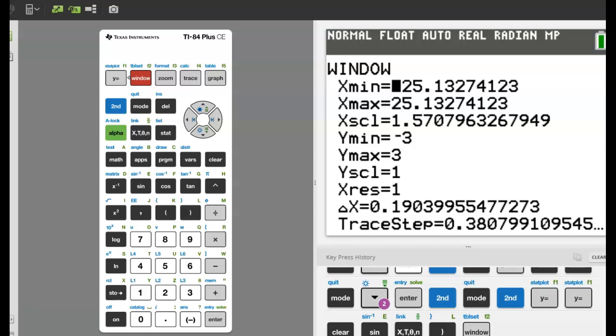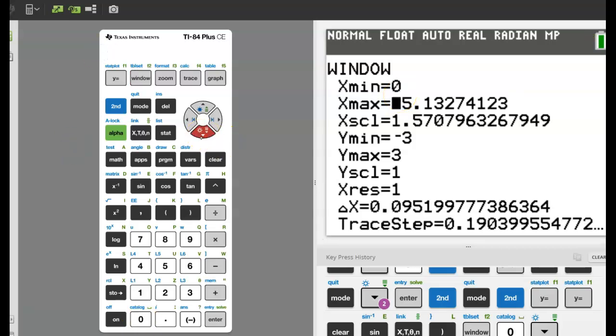Now, in the Windows setting, if you look at the bottom of our notes, it says use your graphing calculator to graph y equals sine x, and it says the following. On the window from 0 to 2 pi, which means my x min needs to be what? 0. So I'm going to put 0.